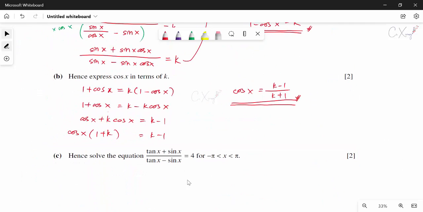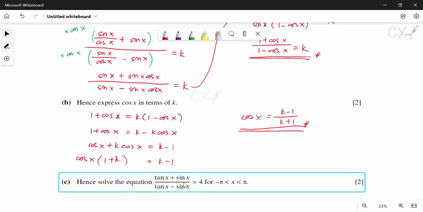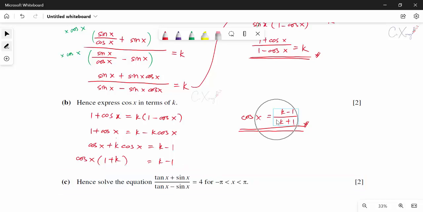Okay, and when we want to solve this equation, we can use the simplified equation that we got just now, where cos x is equal to k minus 1 divided by k plus 1. Because this equation, after we prove everything, actually leads to this one. So we can use this equation in a simple version to solve for the x. So I will start from here straight away.